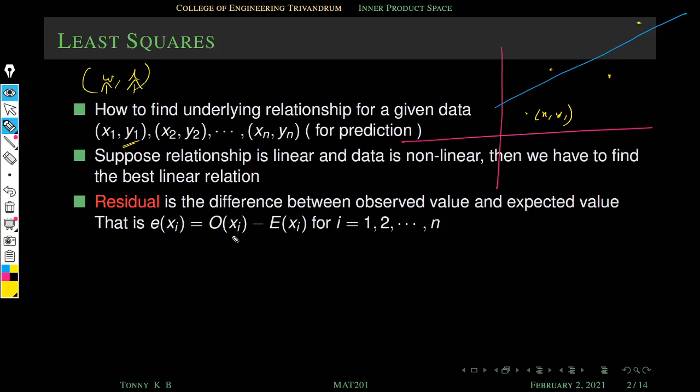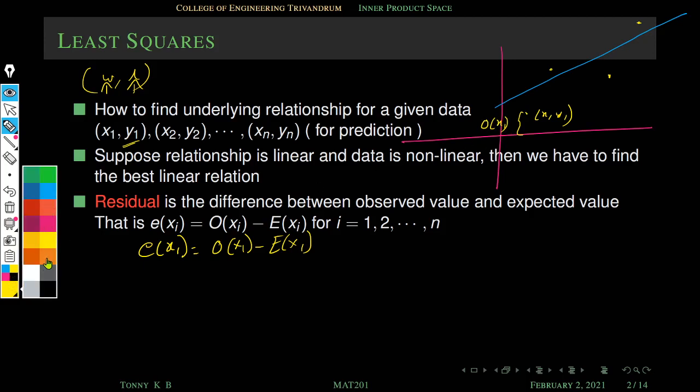Okay, so in this case, you consider e of x1. What is e of x1? E of x1 is o of x1 minus e of x1. What is o of x1? That is the observed value. So this height is o of x1. Then what about our e of x1?